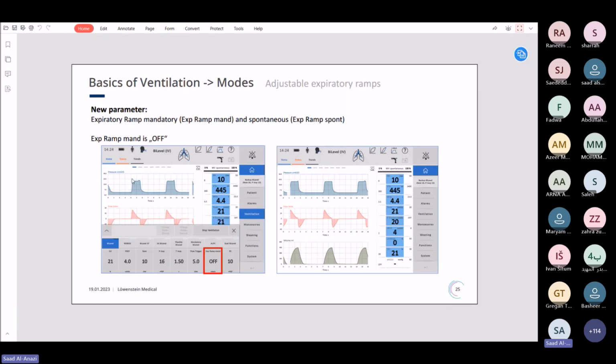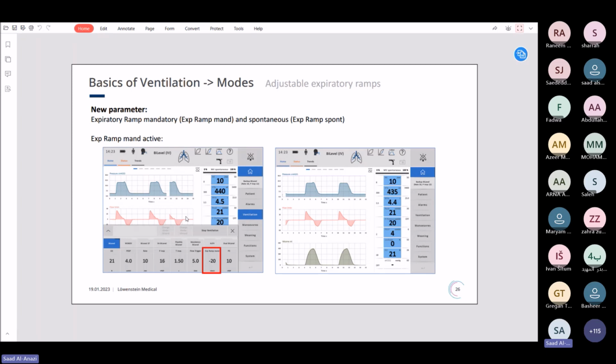If the exhalation in the waveform is very smooth, that means there is no need for you to use the expiratory ramp. But if you see that the patient really needs more exhalation time, you can change it by the I time, or you can change it by the expiratory ramp. Here you can see the expiratory ramp is on, and the selected value is negative 20%.